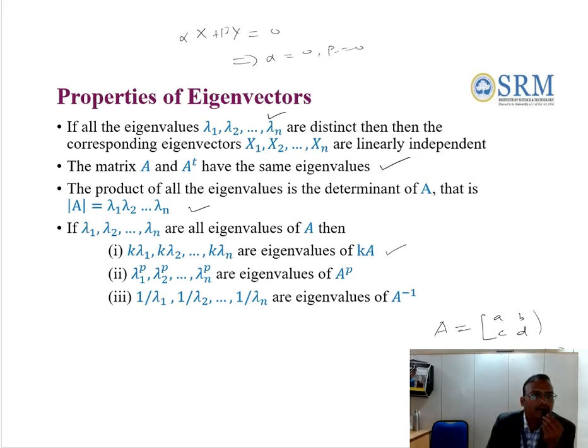Then another important property is, if lambda 1, lambda 2, lambda n are eigenvalues of A, then lambda 1 power p, lambda 2 power p, lambda n power p are the eigenvalues of A power p, where p is positive integer, right? Then another important property, if lambda 1, lambda 2, lambda n are non-zero eigenvalues of the matrix A, then 1 by lambda 1, 1 by lambda 2 and so on, 1 by lambda n are the eigenvalues of A inverse. Okay, these are all important properties. Let us see one or two problems based on these properties, then we'll go to another topic.